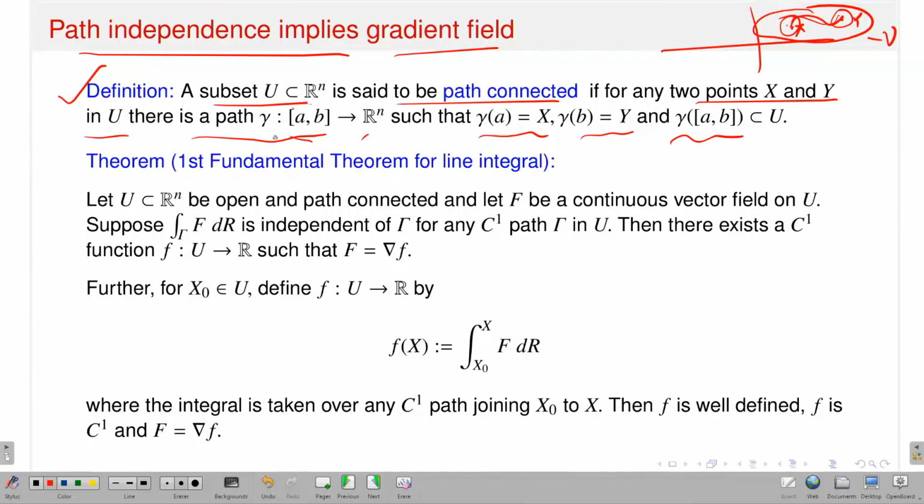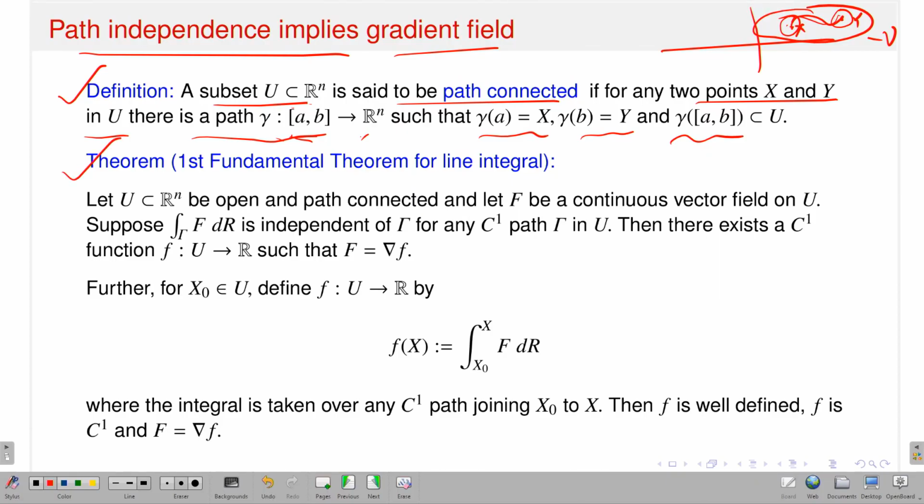And what is the definition of a path? It is a continuous function from a closed interval [a, b] to Rn, because I am talking about paths in Rn. So if I take 2 points x, y in U, and there exists a path whose initial point is x and final point is y, and that path lies entirely in U, then I am saying that this set is path connected. This should hold for any 2 points.